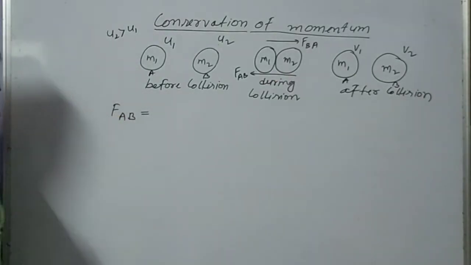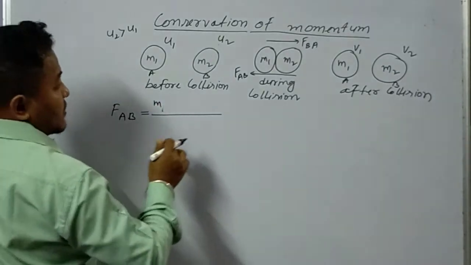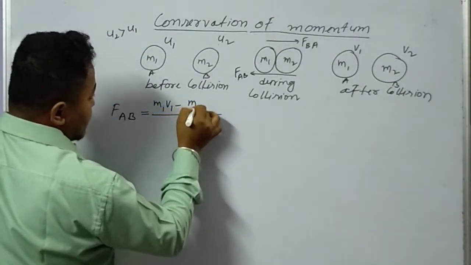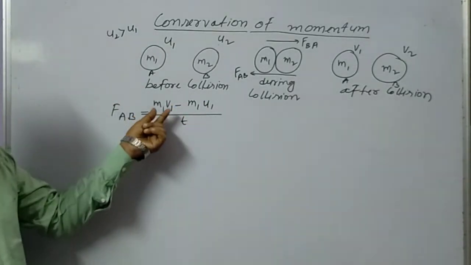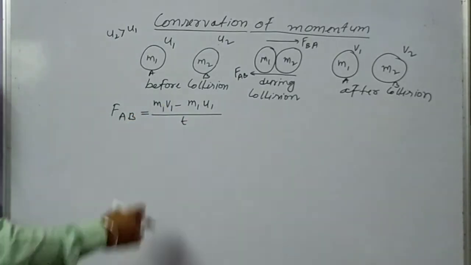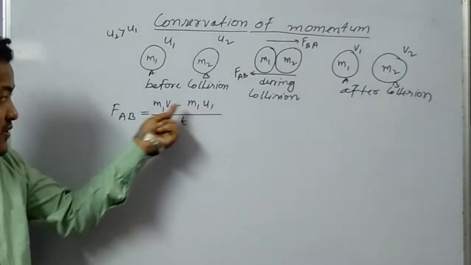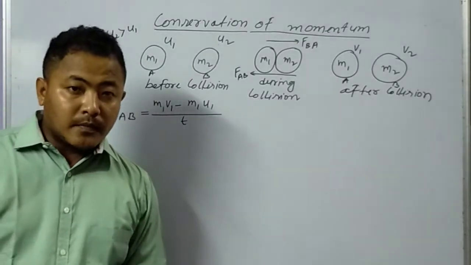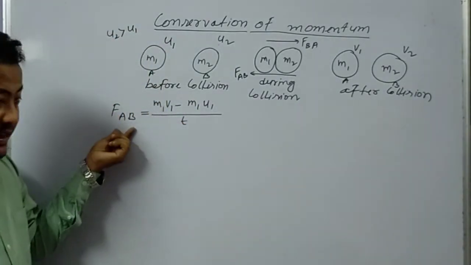So this FAB, as you can write from Newton's second law, is going to be M1 V1 minus M1 U1 upon time t. So what do you mean by it? M1 V1, this is your mv. As you know, if you multiply this m and v, it will become momentum. And mv by t means this particular term will be the rate of change of momentum. And according to Newton's second law, the rate of change of momentum is equal to the applied external force.